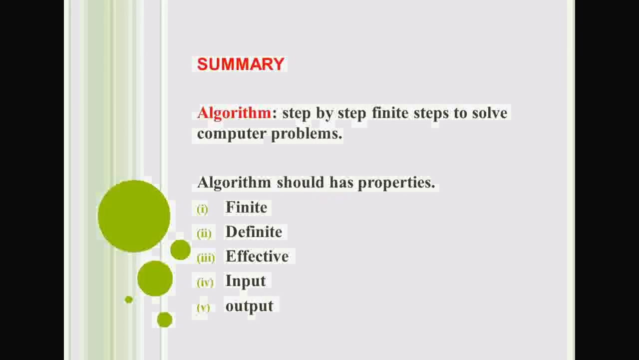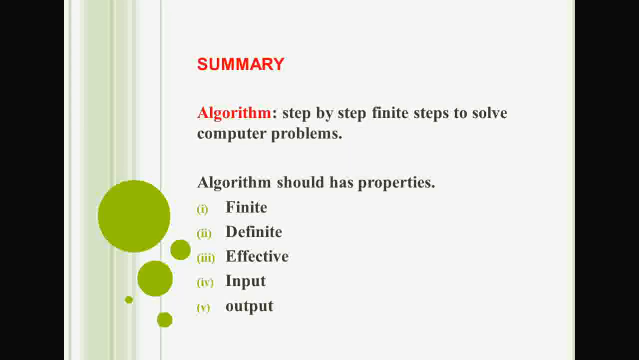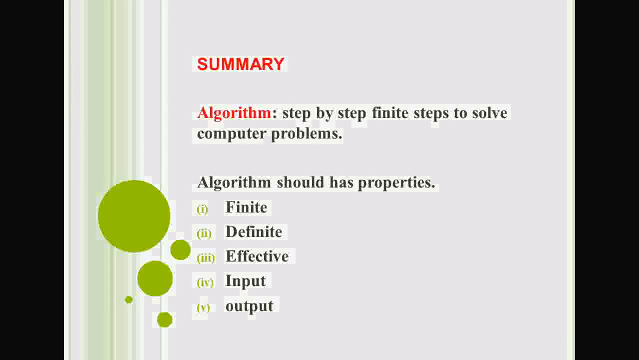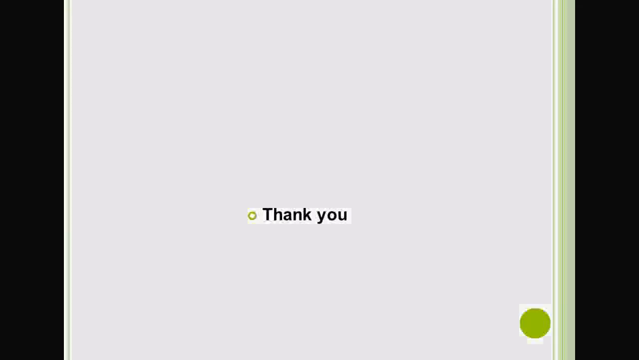Summary. In this video, we have seen the definition of an algorithm and the properties that an algorithm should have. An algorithm is nothing but a step-by-step, finite set of steps to solve computer problems. An algorithm should have these properties. What are they? Finite, definite, effective, input and output. Thank you very much.